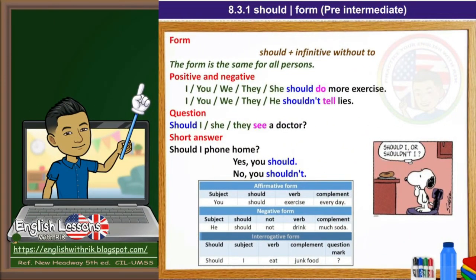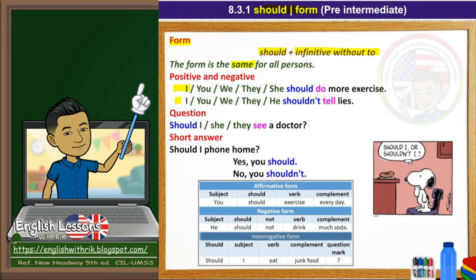Should. Form. We use should or shouldn't plus the infinitive without to. The form is the same for all persons. Positive and negative. I should do more exercise. They should do more exercise. You shouldn't tell lies. She shouldn't tell lies.